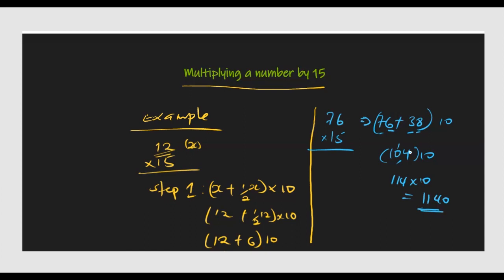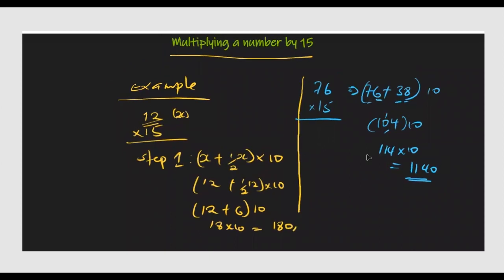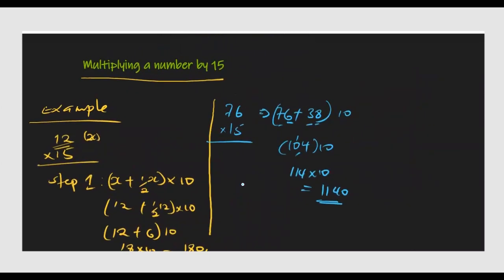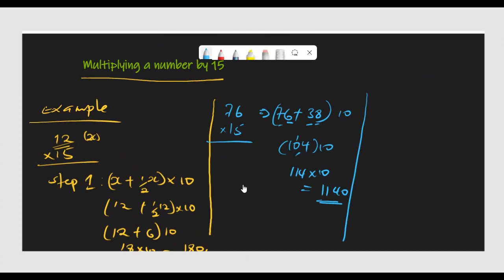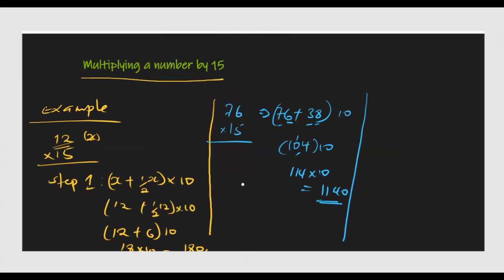So this is basically what's going on in the mind of a mental mathematician. If you do it like this, things go very fast. Let's go straight to look at another method, because it is almost similar.